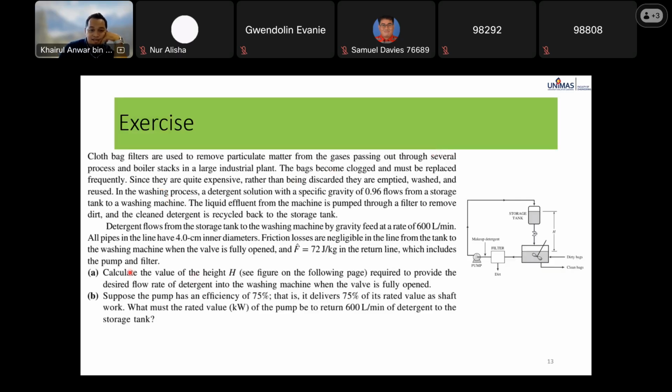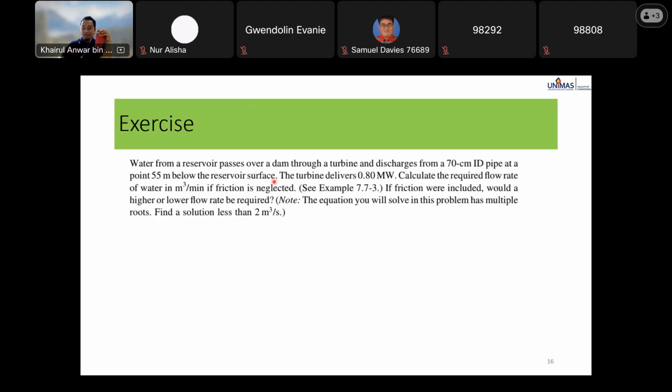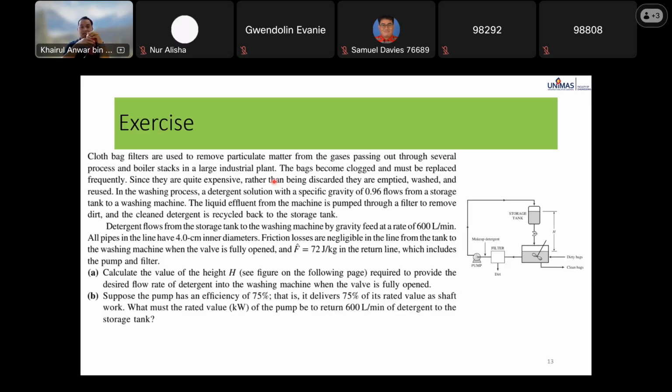Okay. So, kita cerita. Cloth bag filter is used to remove particulate matter from the gases, passing out from several processes. Boiler stack, large industrial plant, the bag become clogged and must be replaced frequently since they are quite expensive. Rather than being discarded, they are emptied, washed and reused. In the washing process, detergent solution with the specific gravity is G, 0.6.